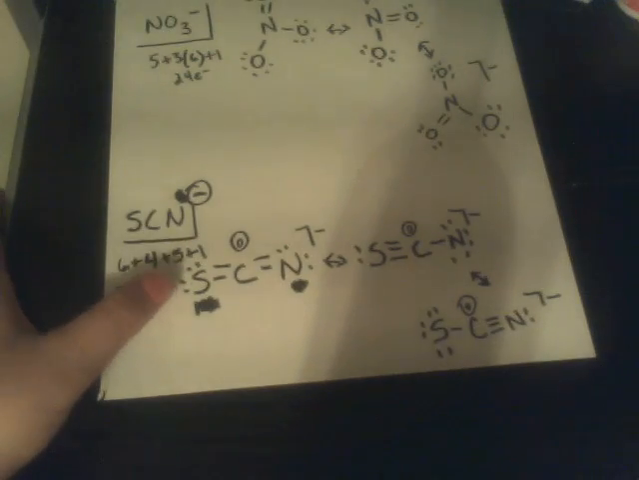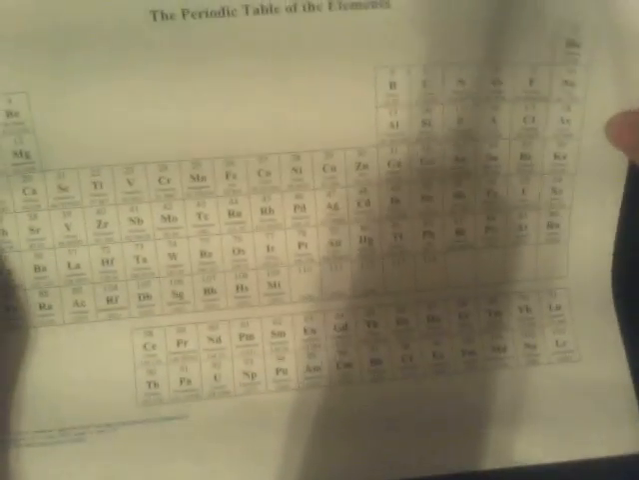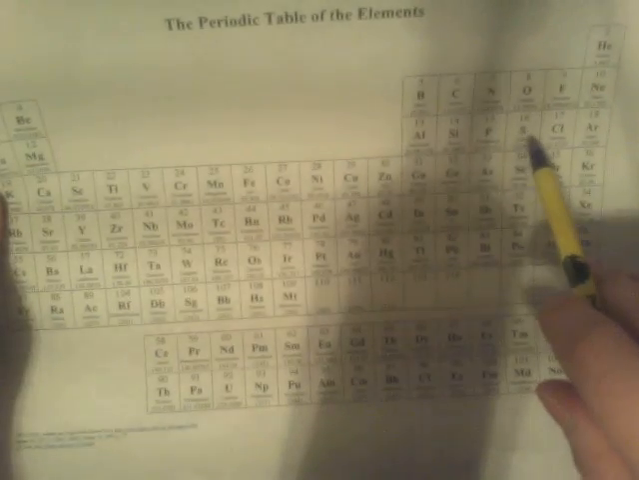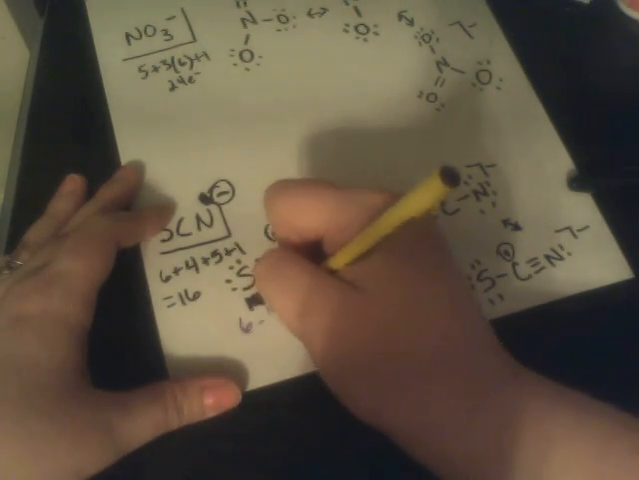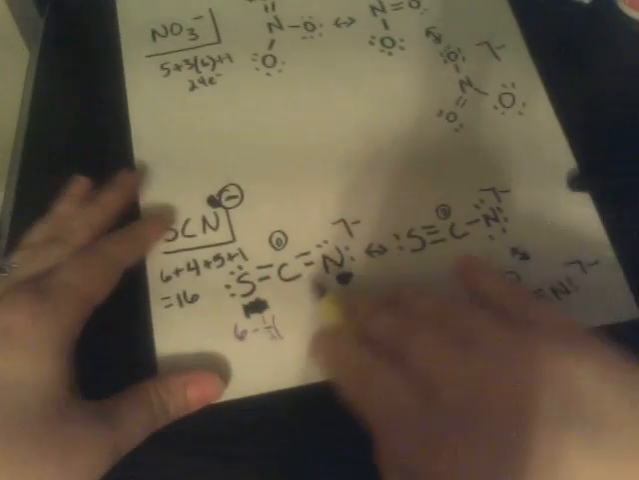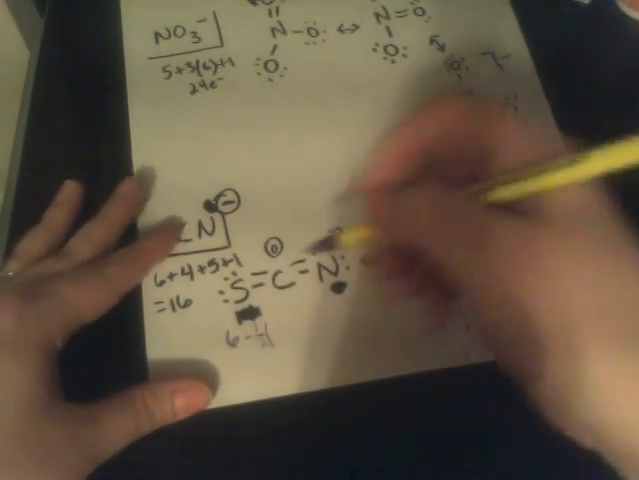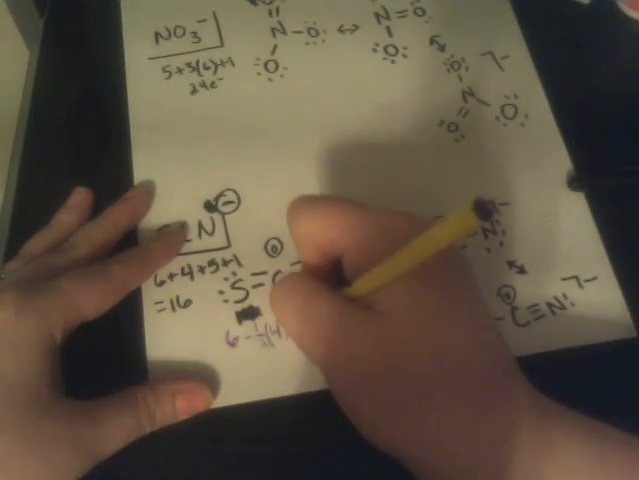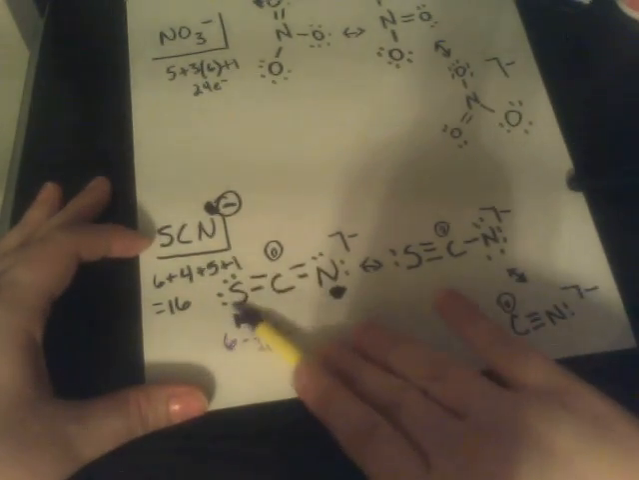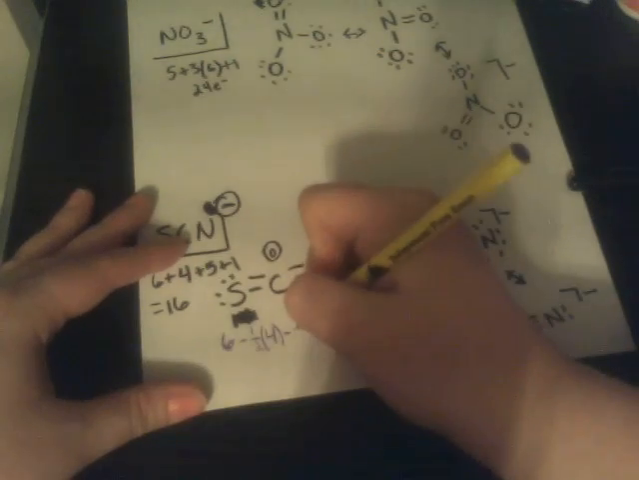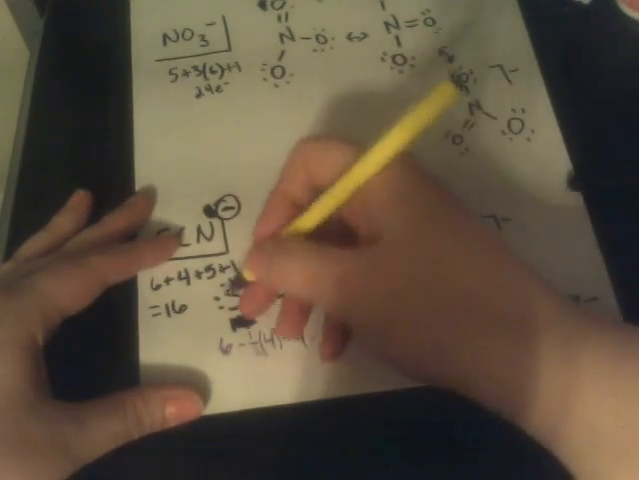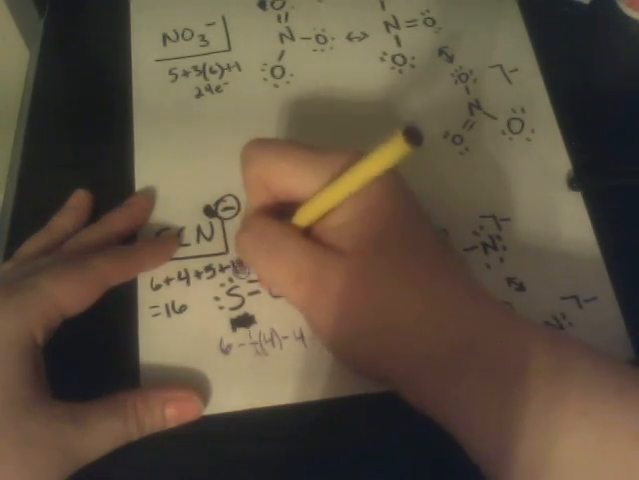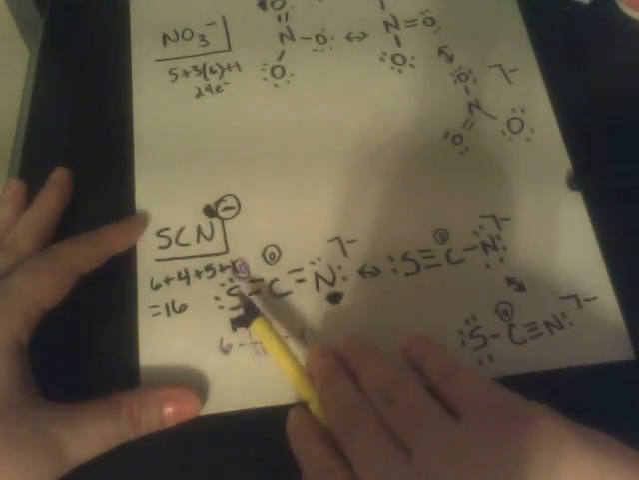Looks like sulfur has a valence of 6 electrons. So it's going to be 6 minus 1/2 of, and how many bonded are around sulfur? There are 4. So 1/2 of 4 minus, and how many lone electrons are on sulfur? 4. So it's 6 minus 2 minus 4. So we have a 0 on this sulfur. And if we remember from back in the day, 0 is good.